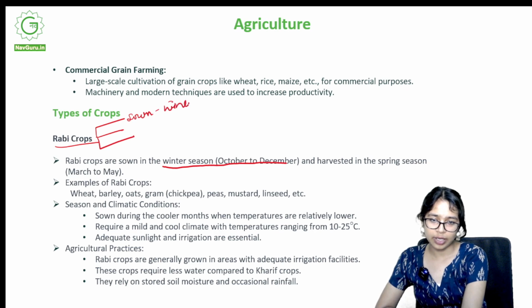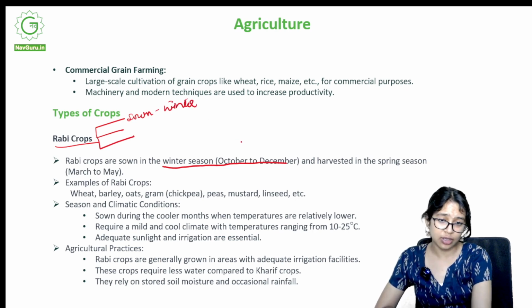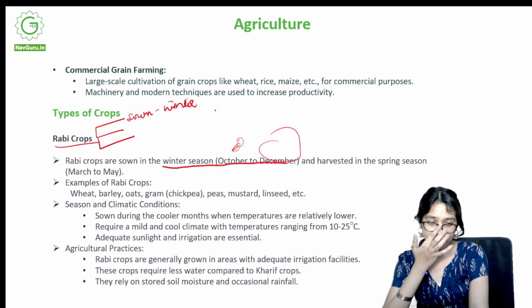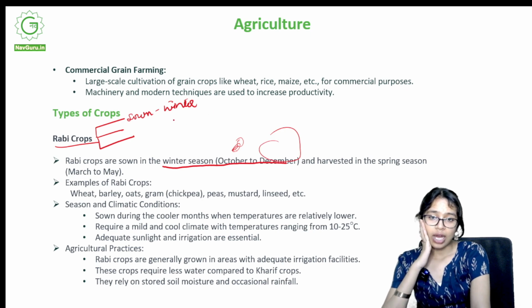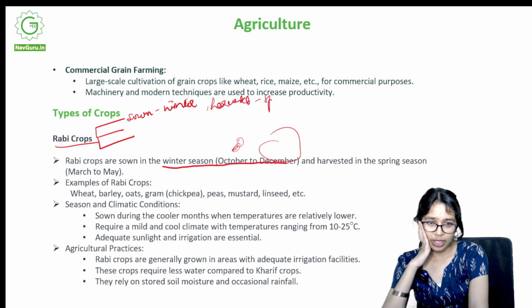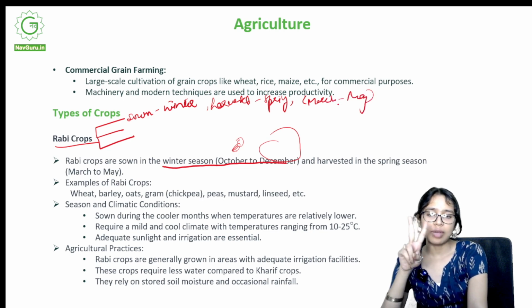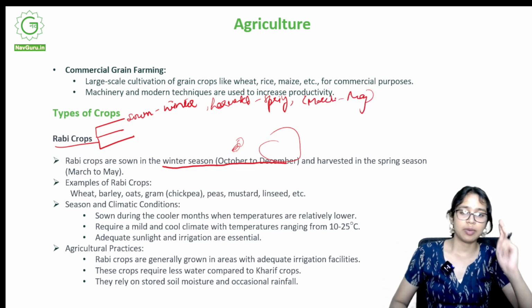Sown in winter. In India's winter, even if you forget October, just remember that December is winter. November is also winter. That helps you remember some things like this. Sown in winter and harvested in spring, but that's not a clear thing, so we say March to May, two months, so it's something that you need to keep in mind.